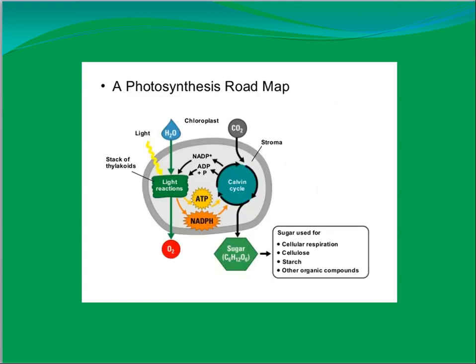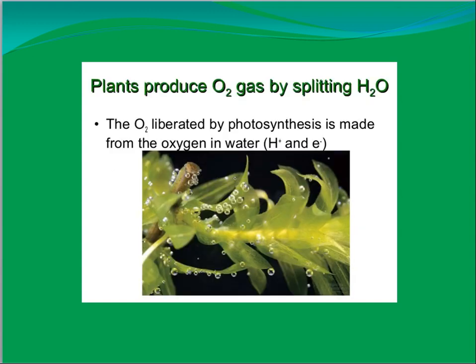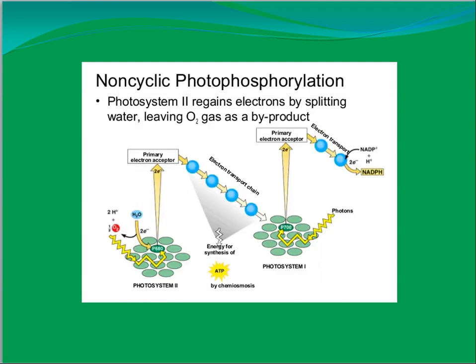A photosynthesis road map. Sugar used for cellular respiration, cellulose and starch, and other organic compounds. Plants produce oxygen gas by splitting water. The oxygen liberated by photosynthesis is made from the oxygen in the water. Non-cyclic phosphorylation and photosystems regain electrons by splitting water and leaving oxygen gas as a byproduct.